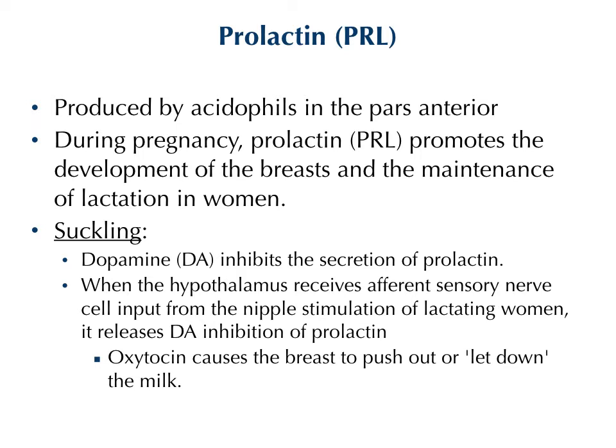Prolactin is a single-chain protein hormone that's closely related to growth hormone. It is secreted by lactotrophs in the anterior pituitary. The major target organ of prolactin is the mammary gland. It stimulates mammary gland development and milk production.